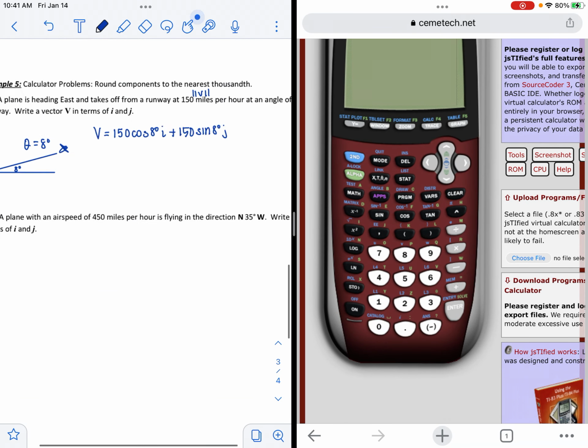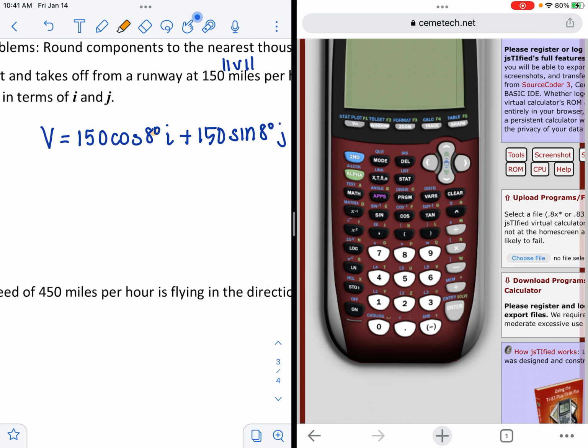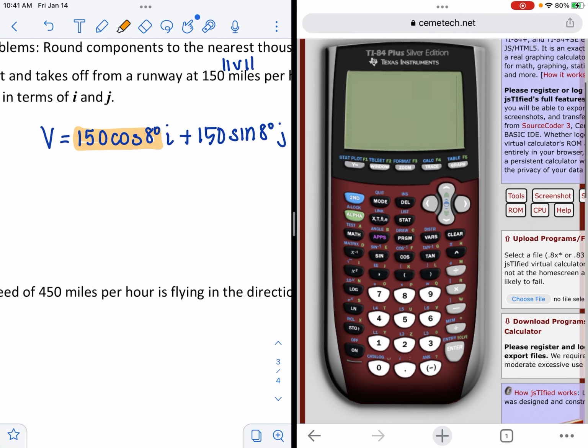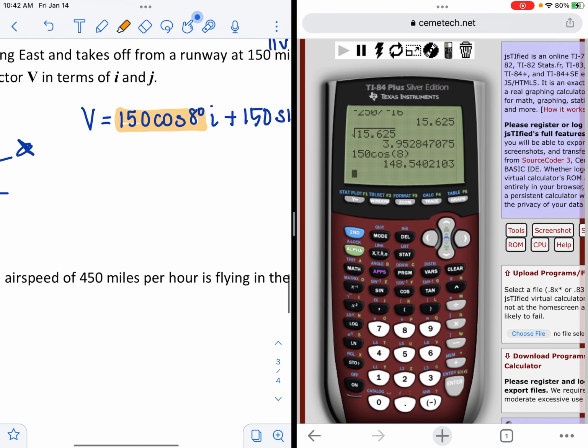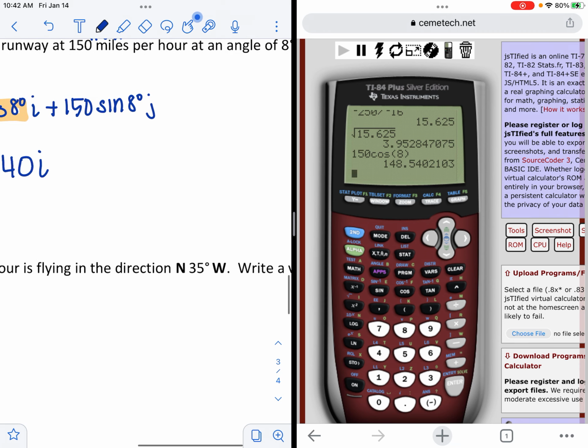So I'm going to pull up my calculator. And I need to know what the cosine of 8 degrees is. And then I also need to multiply it by 150. So I'm going to put this whole thing in my calculator right here. That is 8 degrees. So first thing I'm going to do is check to make sure my calculator is in degree mode. Sure is. Okay, so I'm going to do 150 cosine of 8 degrees. And it says round where? The nearest thousandth. Good. 3 decimal places. v equals 148.540 i. And now we need 150 plus sine of 8.